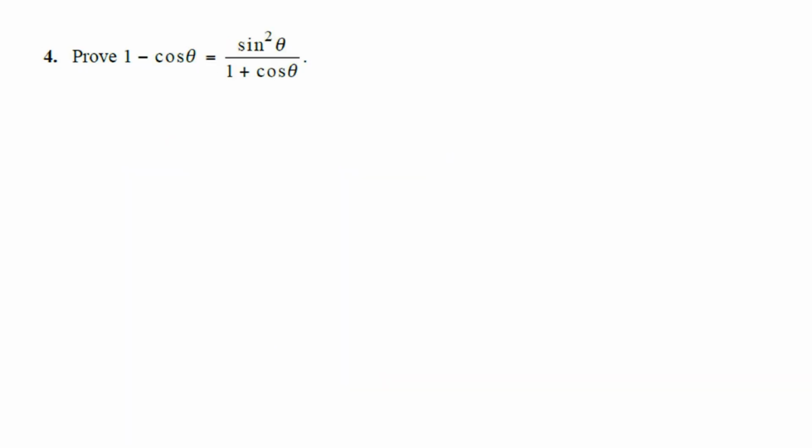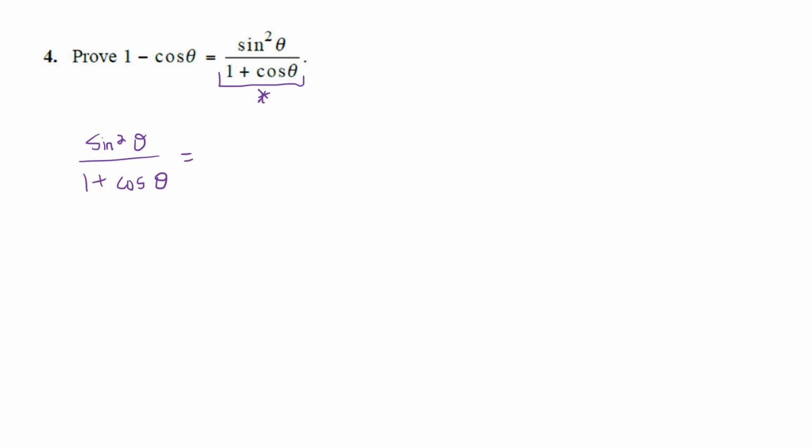Okay, so now we're asked to prove 1 minus cosine theta equals sine squared theta divided by 1 plus cosine theta. So the more complicated side is the right side. So I'm going to work with sine squared theta over 1 plus cosine theta. Okay. All right, so I want it to look like 1 minus cosine theta.